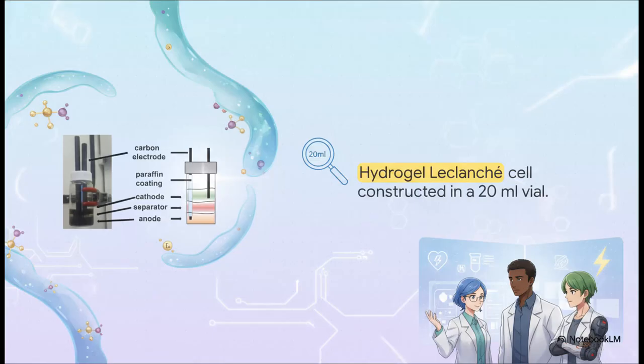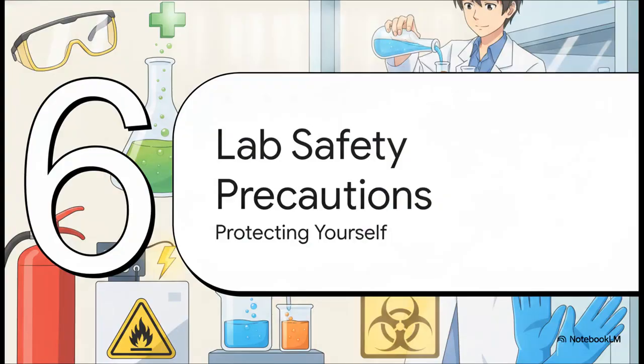And let's look at how this basic principle scales up into some seriously cutting-edge technology. Researchers are building highly advanced units like this hydrogel Leclanché cell. Inside this tiny 20 milliliter vial, you have a zinc anode and a manganese dioxide cathode suspended in an agar hydrogel separator, which basically immobilizes the liquids. It's a miniature breakthrough, specifically designed to safely and reliably power internal medical implants, like pacemakers. How cool is that?